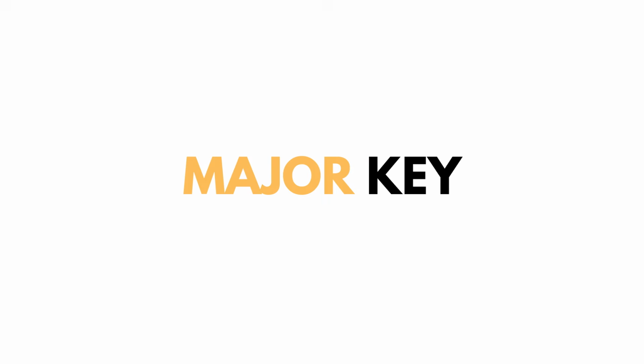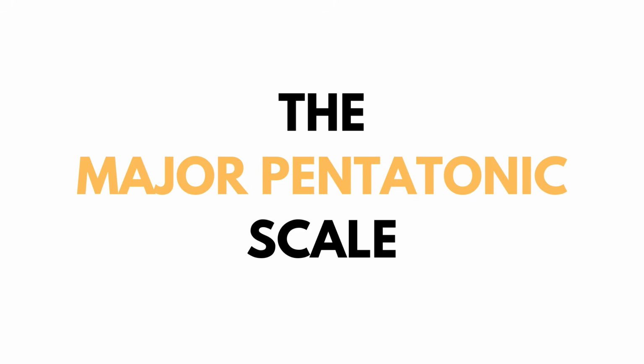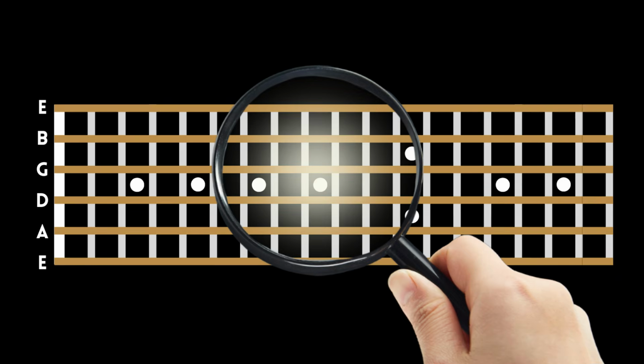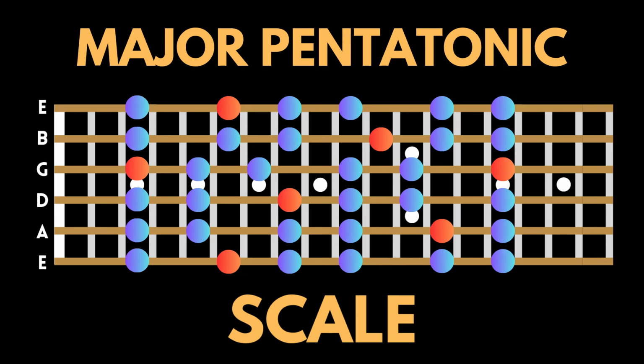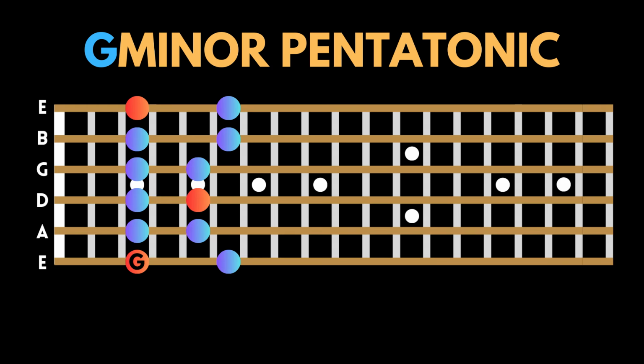To play in a major key, you will need to know the major pentatonic scale. However, by the end of this lesson, you will discover that no new patterns are needed to play the major pentatonic scale, and by simply shifting your perspective, you can access all 5 positions of the major pentatonic scale with no extra effort. For all examples in this lesson, we will stick to the key of G minor.